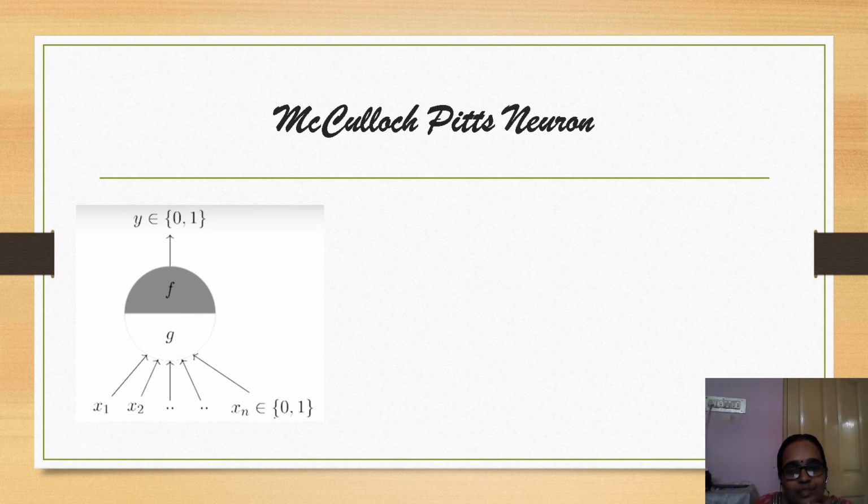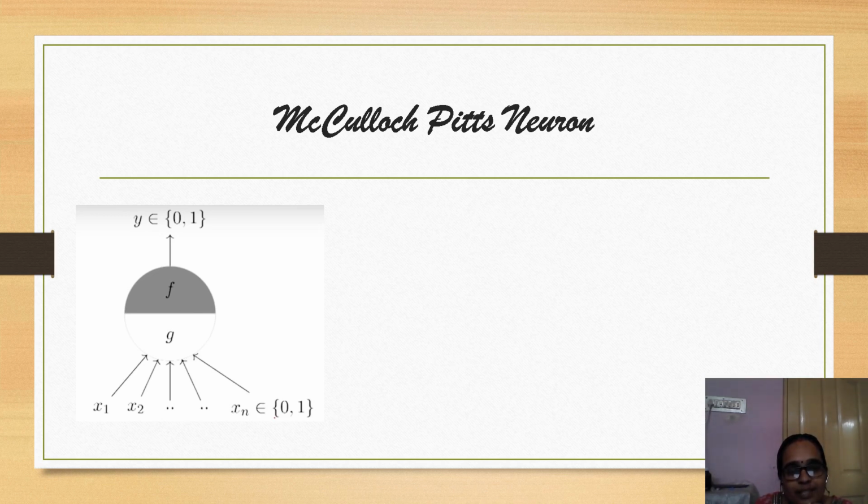Here in this case, n number of inputs are given and one output is received. The input is also binary, output is also binary. So to map this n number of inputs to output, there are two functions used. One is g, another one is f. Here in this case, input x1 to xn, if any value is 1 means the particular value is present in the input. If the value is 0 means the particular value is absent in the input.